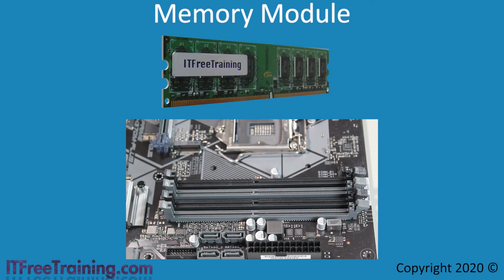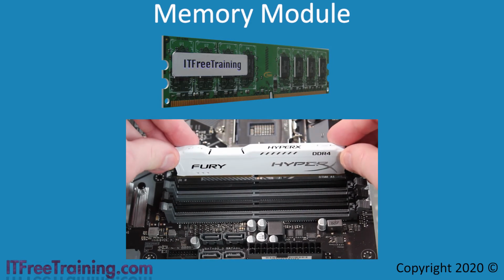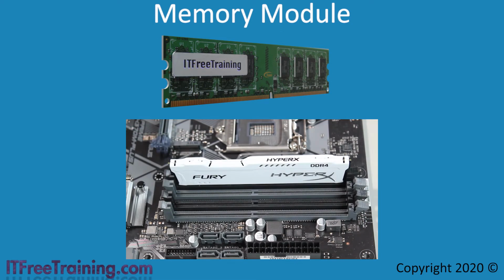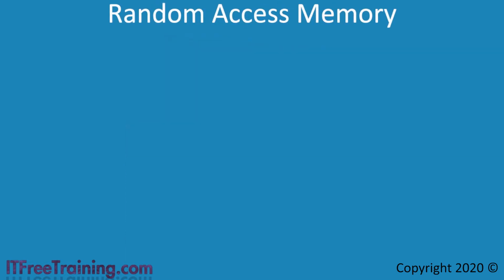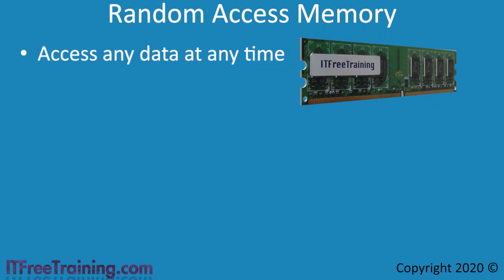You can see this motherboard has 4 memory slots. To install a memory module, it is just a matter of inserting the memory module into the slot. The memory modules in a computer hold the data and programs that the computer uses. The memory that is used is called random access memory, or RAM. Random access memory allows the computer to access any data in the memory module at any time.